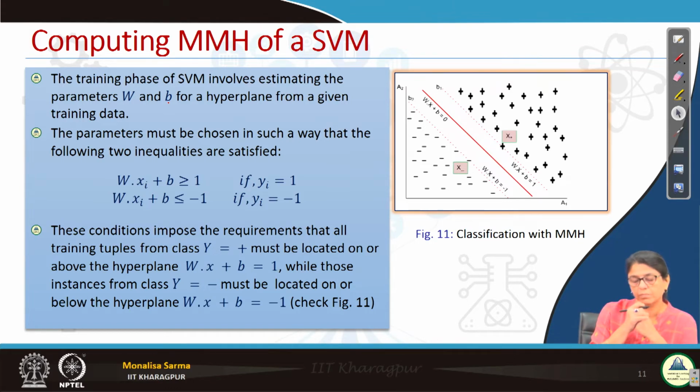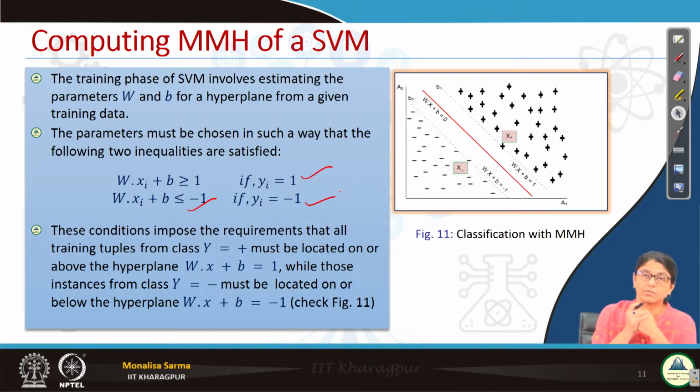So in all the analysis we have done, regression analysis and classification and whatever, we just need to find the parameters. Here, what are the parameters? W and B are the parameters. So now we have to choose the parameters in such a way that the following two inequalities are satisfied. These are the two inequalities, right? One is W dot xi plus b is greater than or equal to 1, and W dot xi plus b is less than or equal to minus 1. This is for the plus class and this is for the minus class.